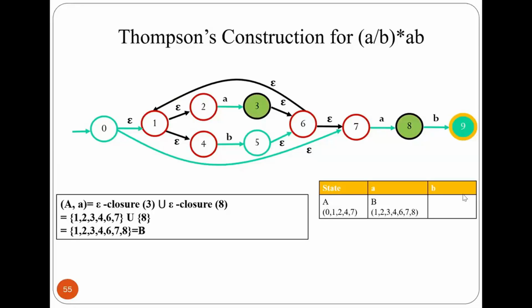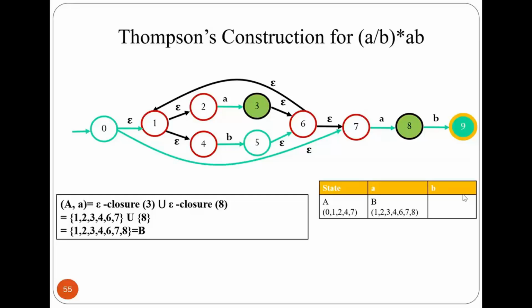When I took E closure of 0, I included all the states along with 0 on which I could traverse only on epsilon move. Now if I take E closure of 3, it will include 3 itself. From 3 I can go to 6. From 6 I can go to 1 and 7. From 1 I can go to 2 and 4. I am talking only about epsilon moves.